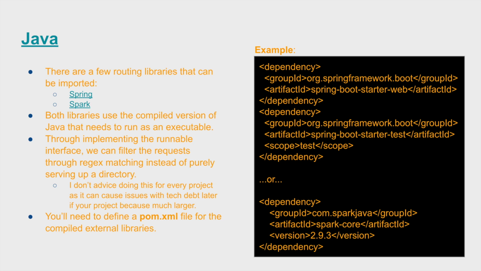If you do choose to do the interpreted version instead of the compiled version of Java, you would have to do a regex matching of your routes to create a more custom API. I don't advise doing this for every single one of your projects, just because it can cause issues with tech debt later on if your project becomes way too big. That's why the compiled version exists.